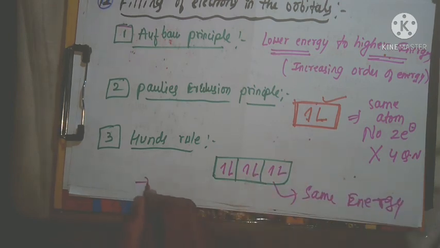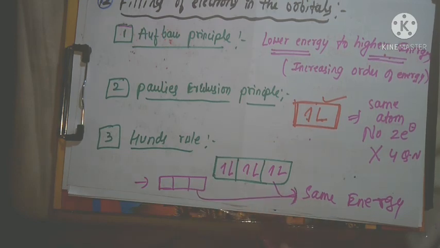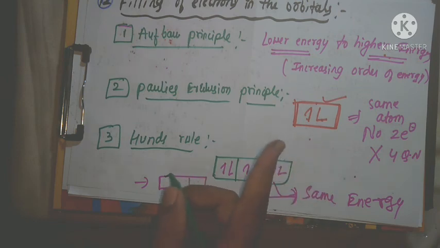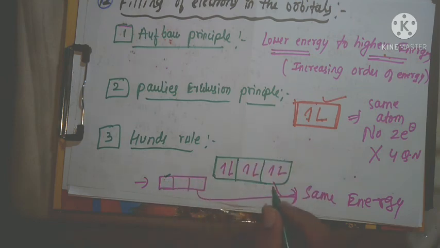Another example. 3 orbitals. All these 3 orbitals are again having the same energy. If you add 2 electrons in the same orbital, that is wrong, because Hund's rule says that first all the orbitals which are having the same energy are singly occupied. First give one electron to all the orbitals which are having the same energy.